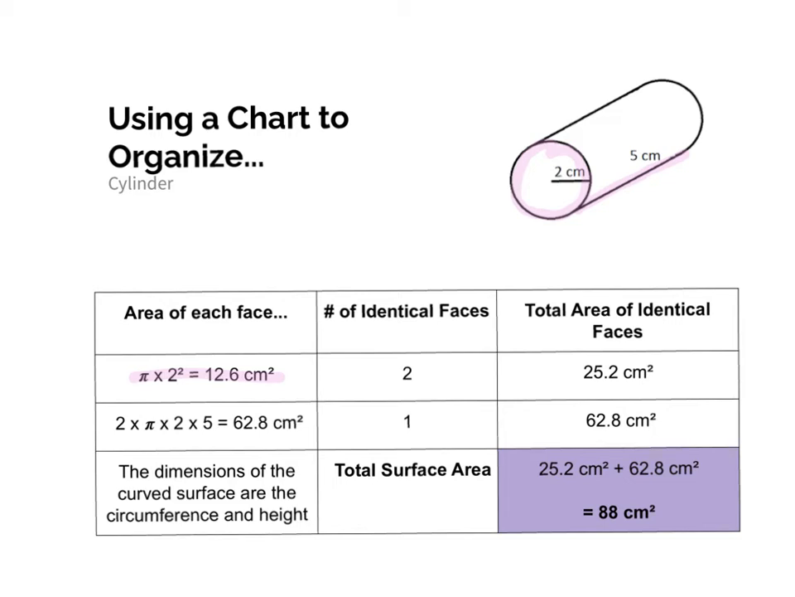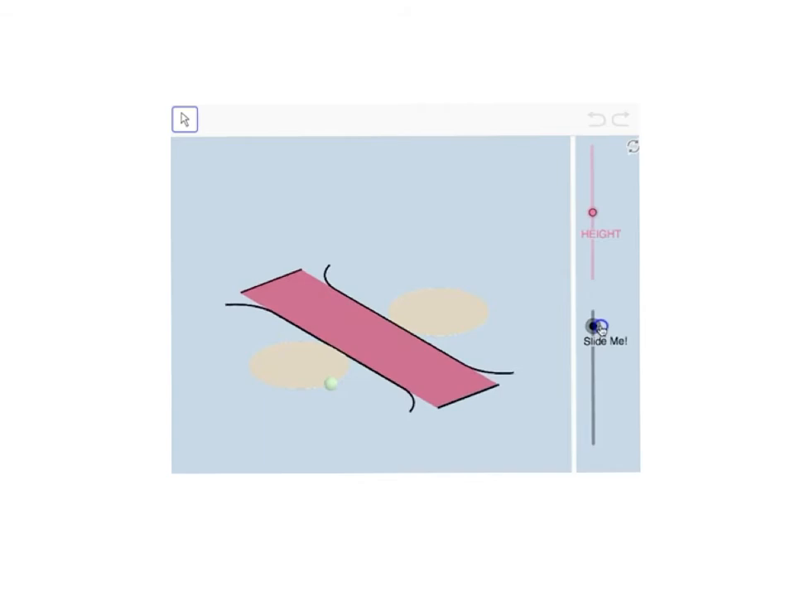The curved surface will be the circumference, so 2 pi r multiplied by the length. 2 multiplied by pi multiplied by 2 multiplied by 5 gives us 62.8 square centimeters. Next, we have to double our circles to get 25.2 square centimeters, and we only have one curved surface for 62.8 square centimeters, and add those together to get a total surface area of 88 square centimeters. Let's have a look at how the side length of the rectangle is equal to the circumference of the circle.